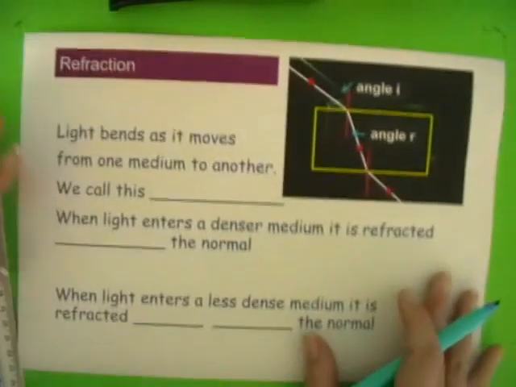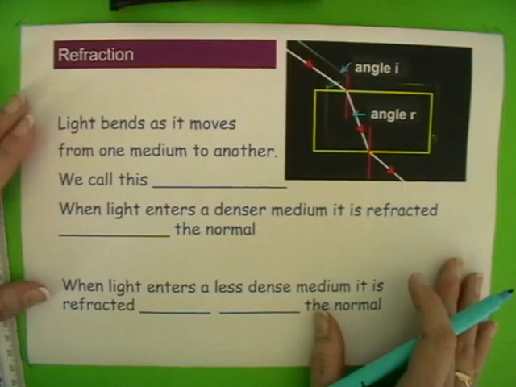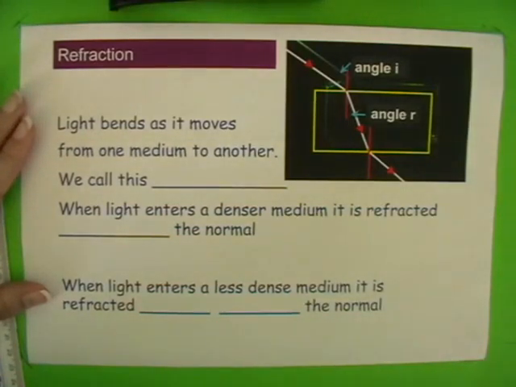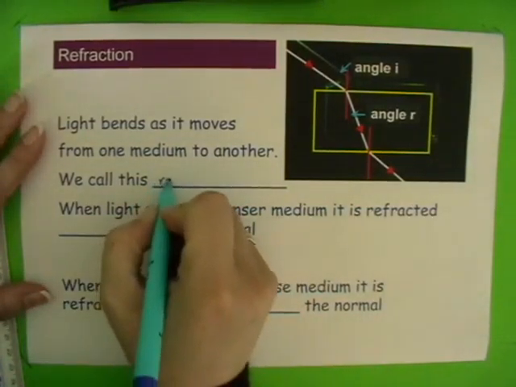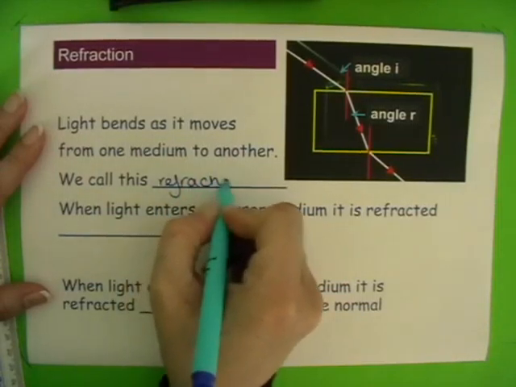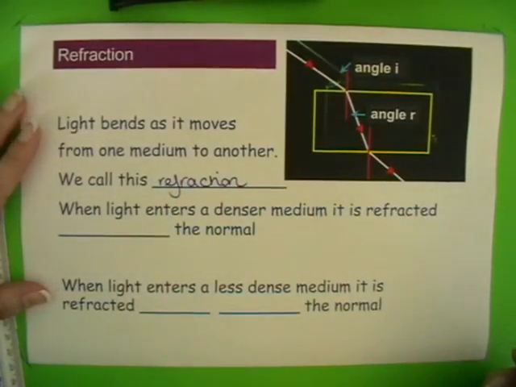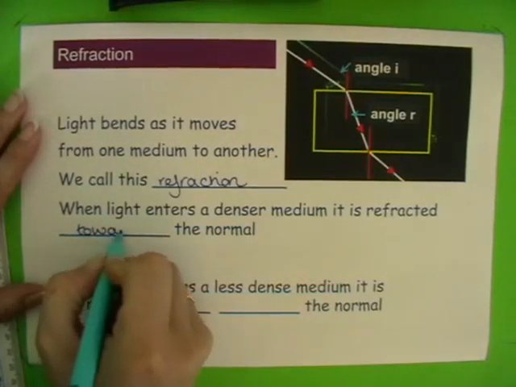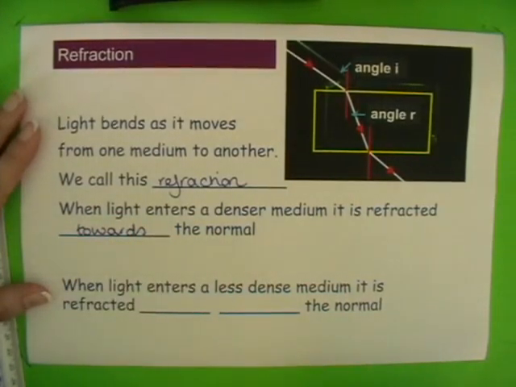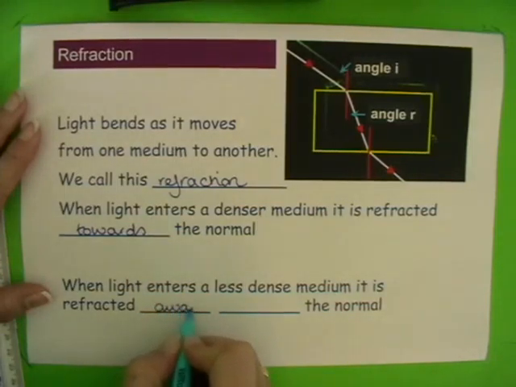So let's look at some of the terms that you have to learn then. Light bends as it moves from one medium to another. We call this refraction. When light enters a denser medium, it is refracted towards the normal, and when light enters a less dense medium, it is refracted away from the normal.